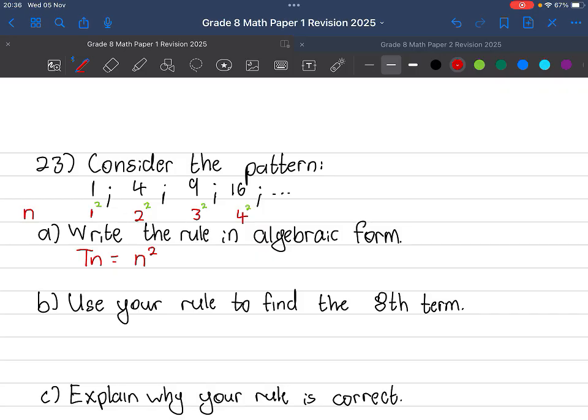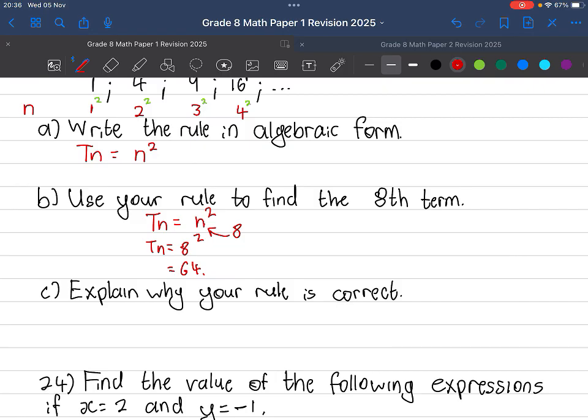Use your rule to find the 8th term. So that's going to be simple. Tn equals n squared. We're now going to put in 8 to find the 8th term. So Tn is equal to 8 squared, which is going to be 64.